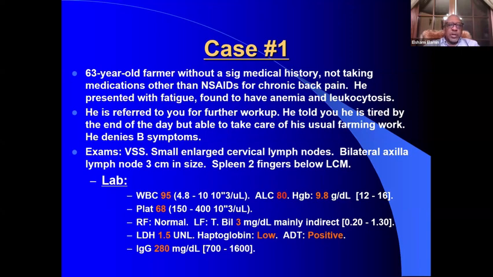This is the normal range. The LDH is elevated right here, 1.5 times the abnormal level, haptoglobin low, and DAT or direct Coombs is positive. His immunoglobulin IgG is 280 with a normal of 700 to 1600. So this is our patient.